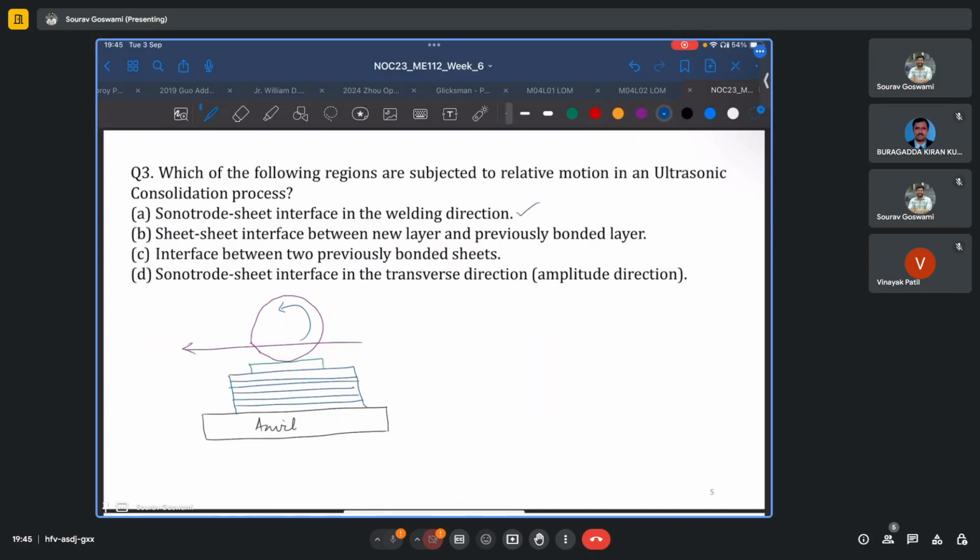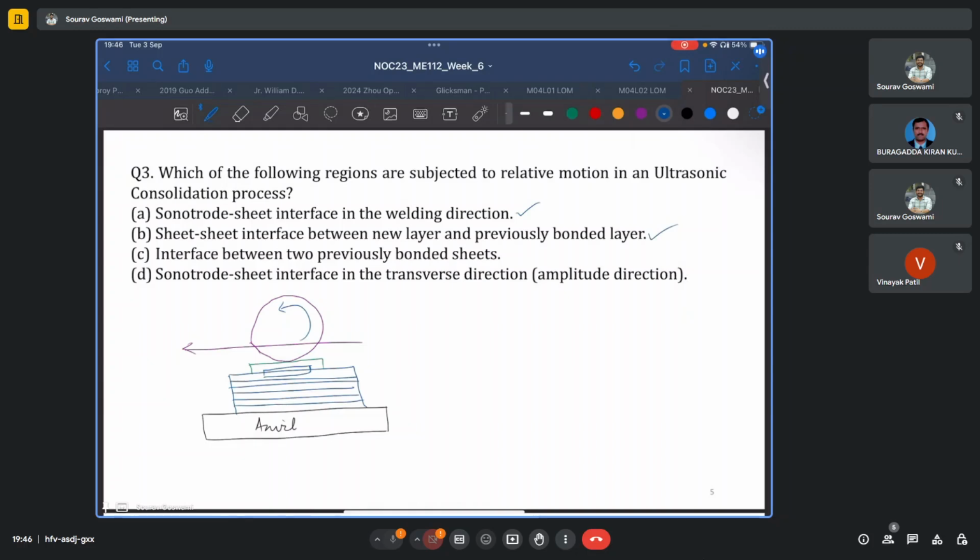Sheet interface between new layer and previously bonded layer. So this region. And we know that in ultrasonic consolidation, it is the relative motion between the new foil and the previously bonded foil, which leads to the increase or rise in temperatures and the solid state fusion. So option B is also correct.